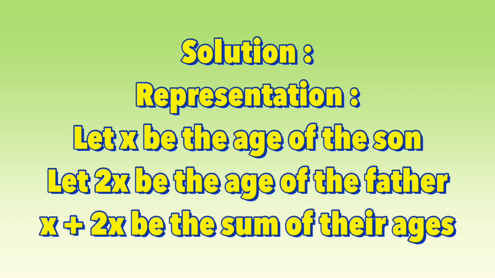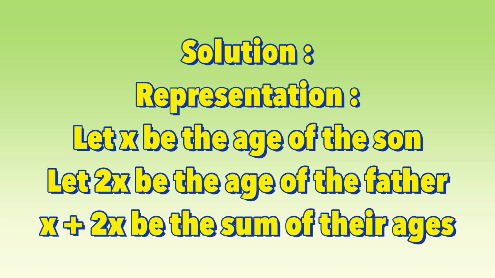then we're going to analyze the age of the son, which we do not know. That's why we're going to represent this as x, and the age of the father is twice, meaning 2x. So let x be the age of the son, 2x the age of the father, and the problem stated the sum, meaning to say we're going to add the x and the 2x, where x is the son and 2x is the father.